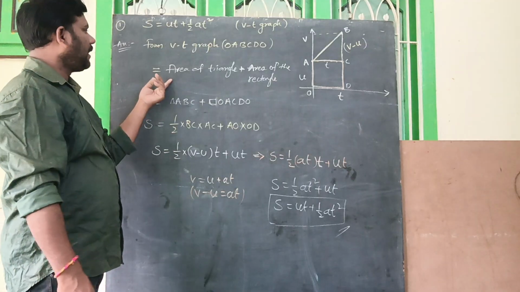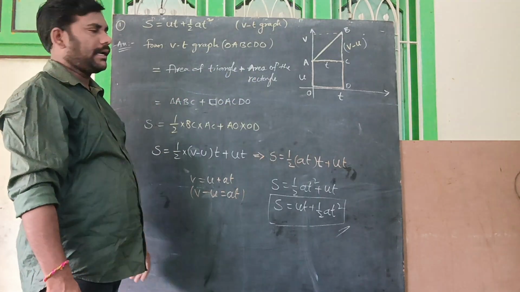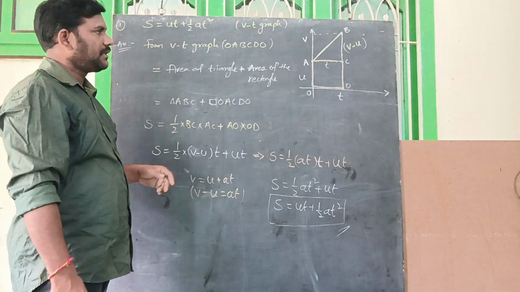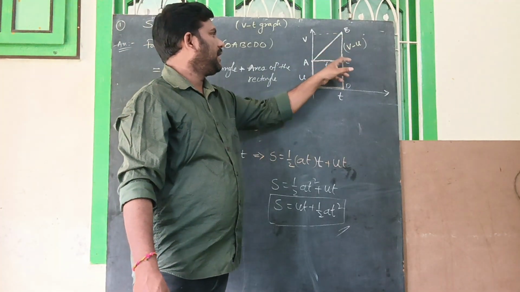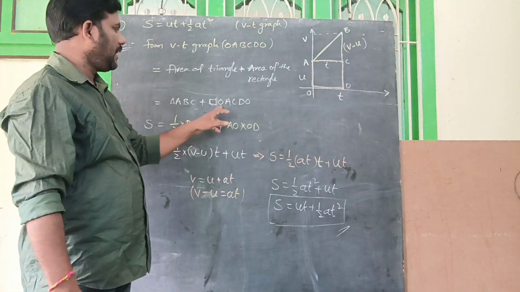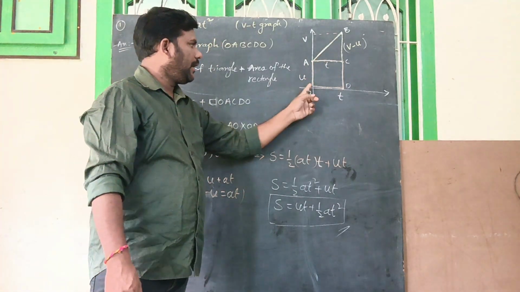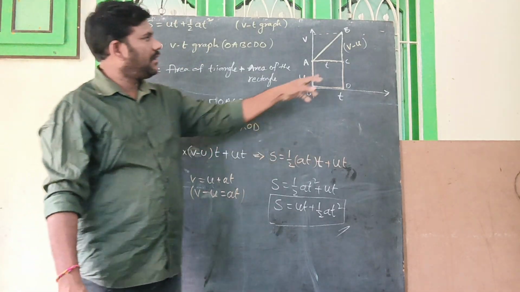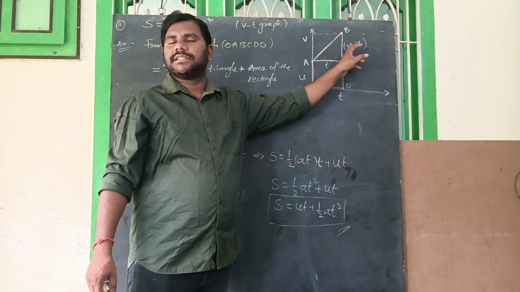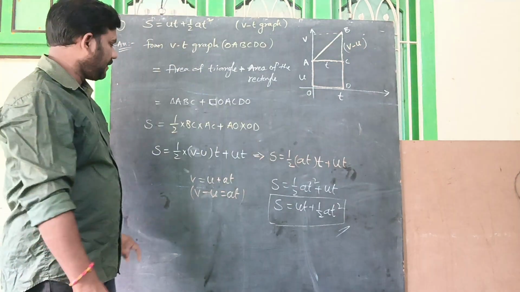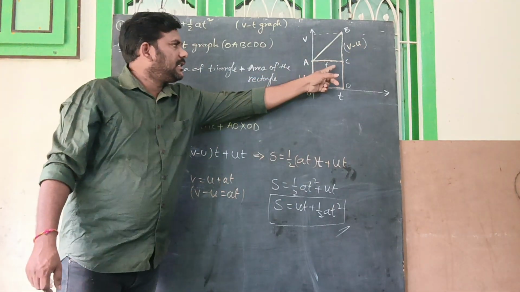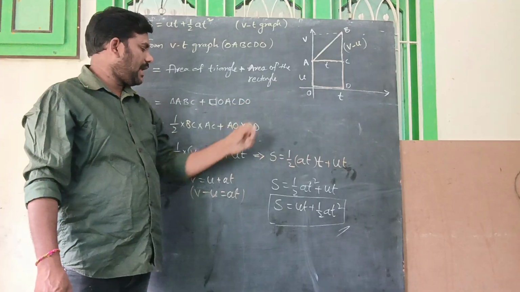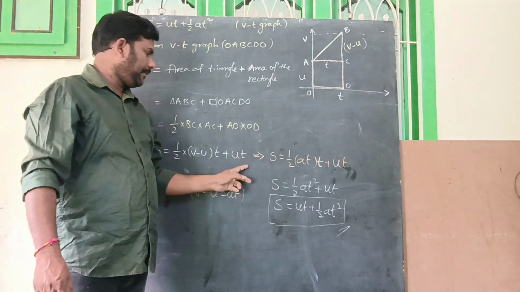From the graph we can write the area of the triangle plus the area of the rectangle. The formula for the area of the triangle is half into BC into AC, that is, height into breadth. Then plus the area of the rectangle, that is OA into OD. So S is equal to half into BC, where BC is the change in velocity, final velocity minus initial velocity, v minus u, into AC, the time t, plus OA, the initial velocity, into OD, the time t, that is ut.